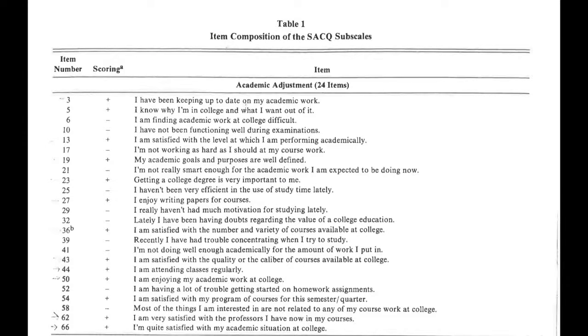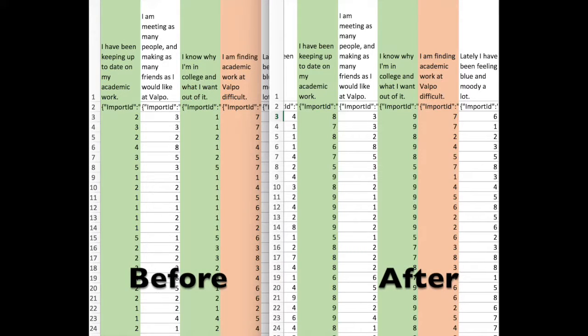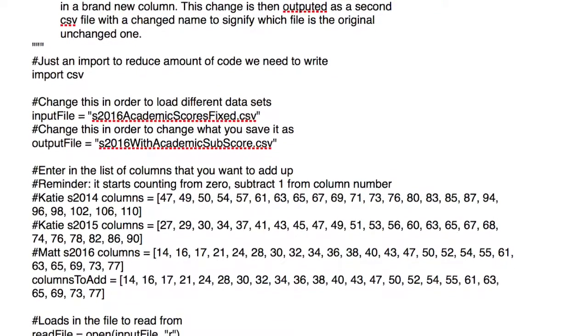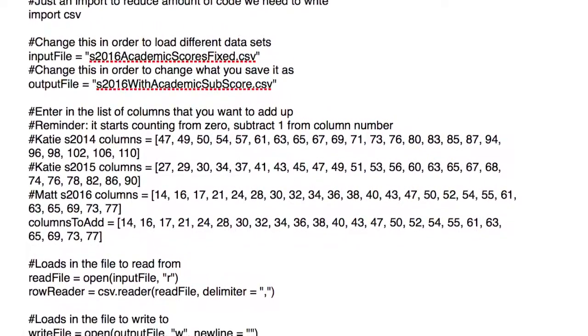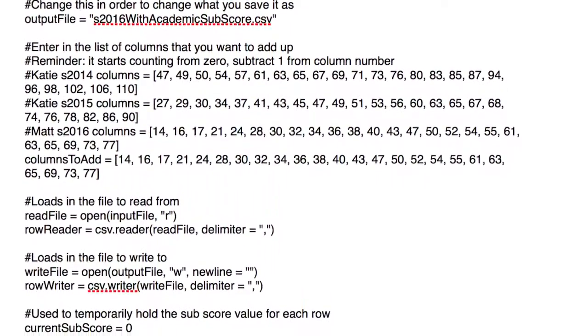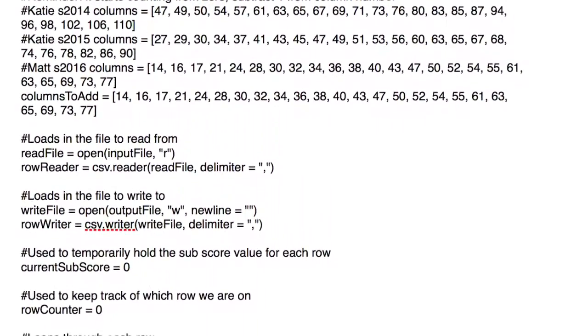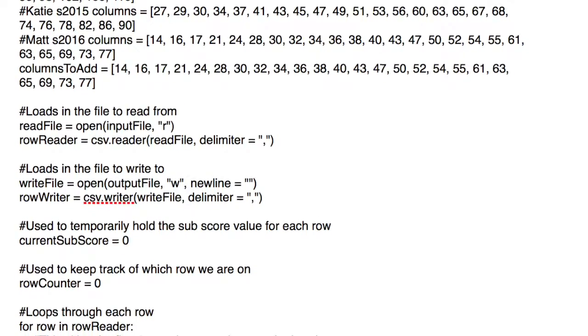For the academic subscores, initially the questions that were positive and negative were on the same scale. So we had to write a Python script that would flip the positive scales in order to make it so adding up the scores would give us a meaningful subscore. We also wrote a script that compiles the academic answers into one column and gives it an overall subscore.